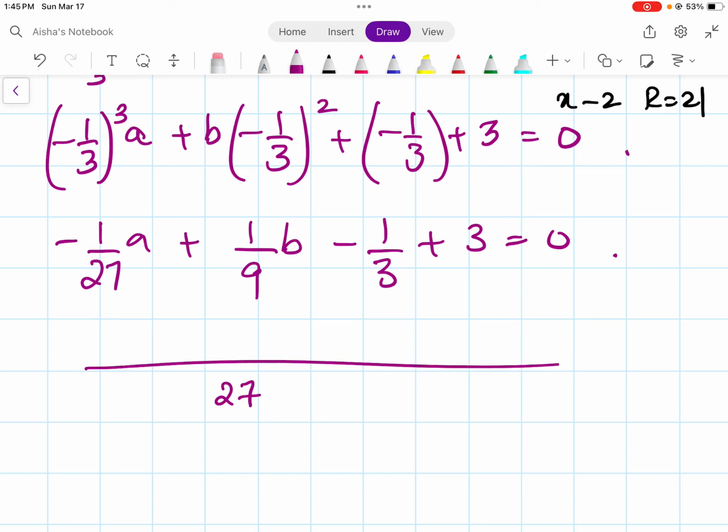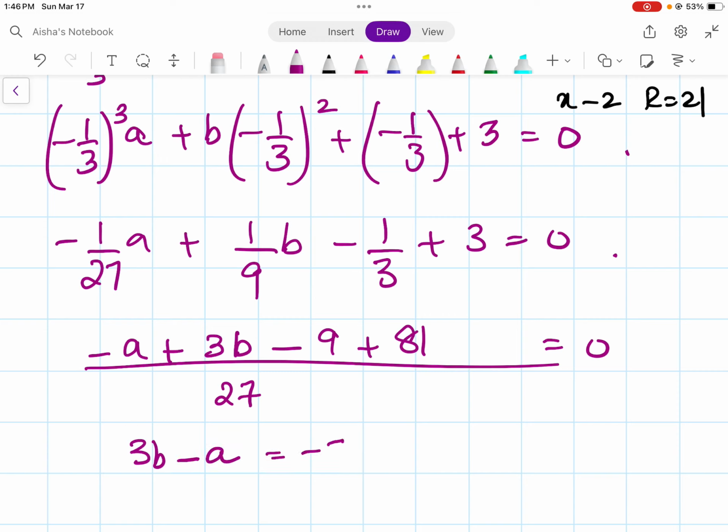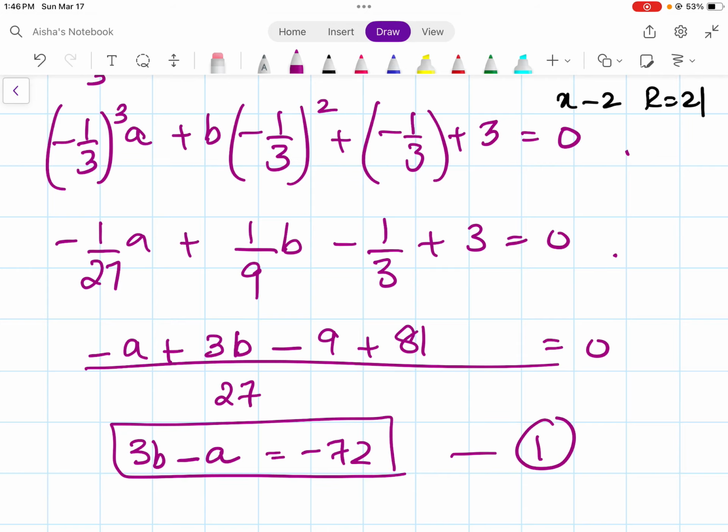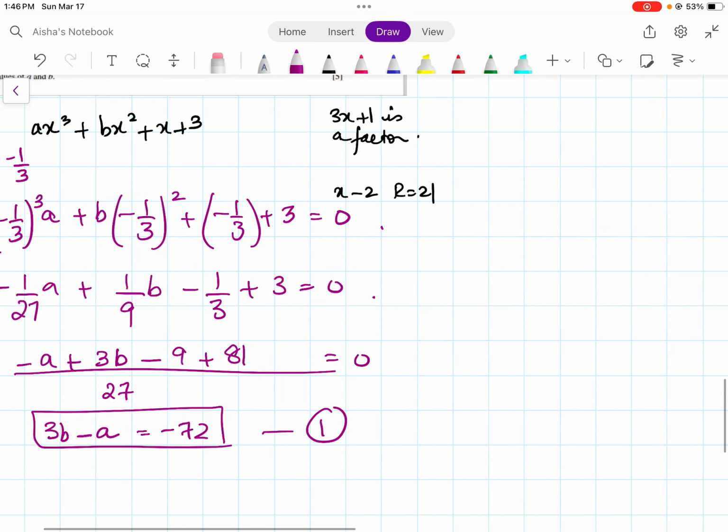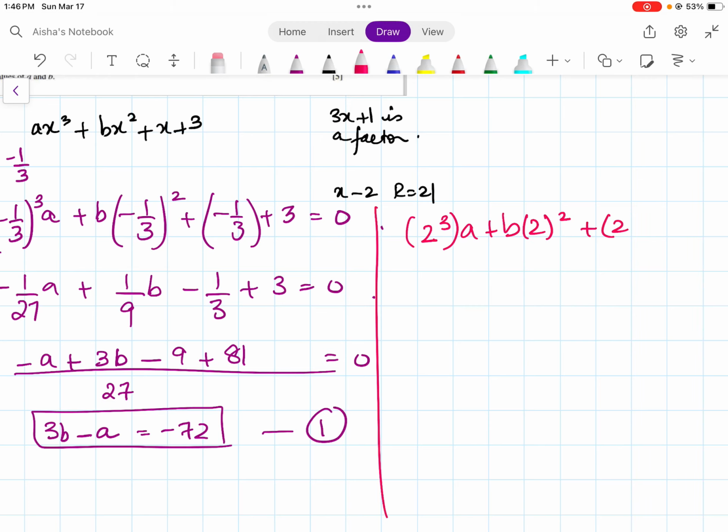So 27 is the LCM: minus a plus 3b plus 81 equals 0, since 27 into 3 is 81. Now the second equation: they are saying that on dividing by x minus 2 the remainder is 21. That means when you input 2, the entire equation is equal to the remainder value, which is 21. 8a plus 4b equals 21 minus 5, which is 16.